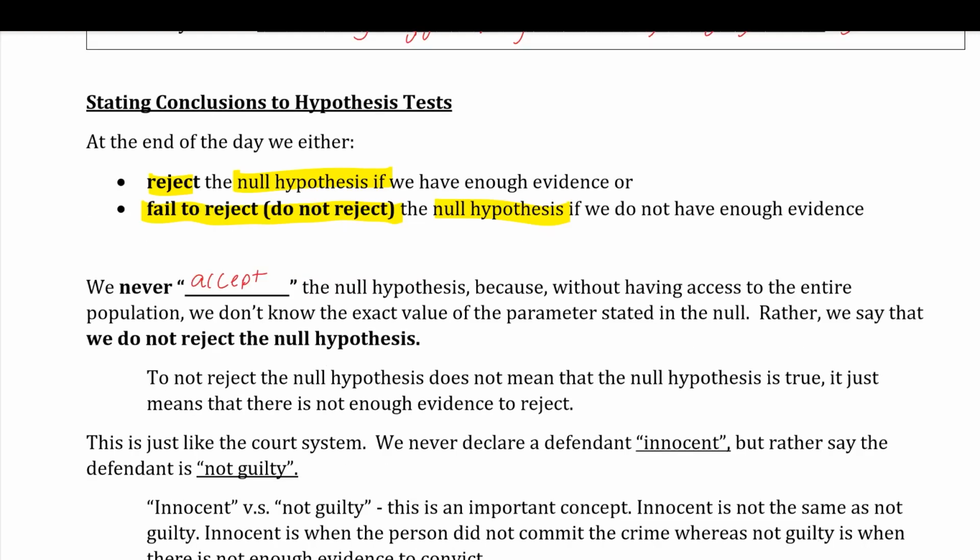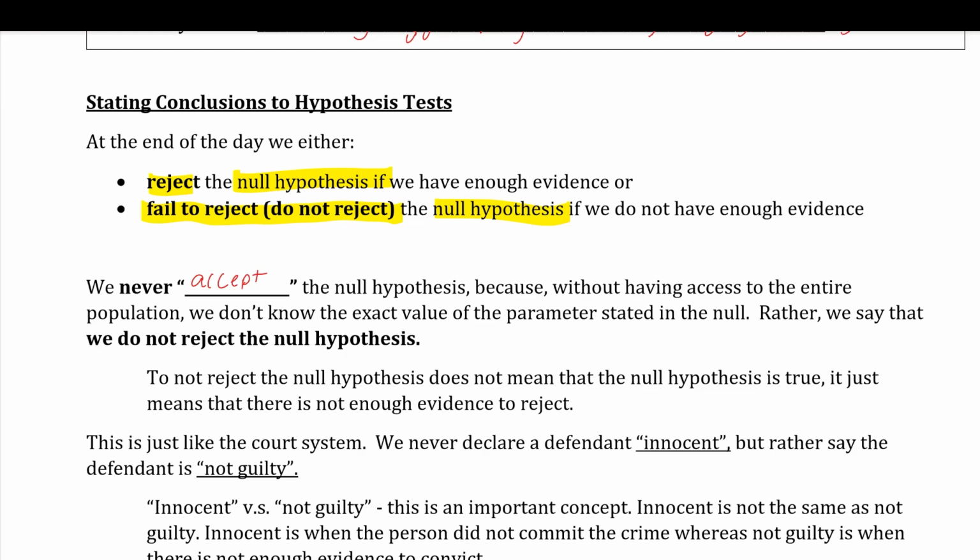So we never accept the null hypothesis because without having access to the entire population, we don't know the exact value of the parameter stated in the null hypothesis. Rather, we say that we do not reject the null hypothesis. Okay, so let me reiterate. To not reject the null hypothesis does not mean that the null hypothesis is true. It just means that there is not enough evidence to reject it. Just like in the court system, we never declare a defendant to be innocent, but rather we say that the defendant is not guilty.